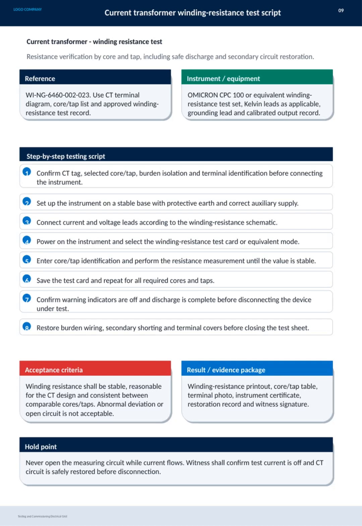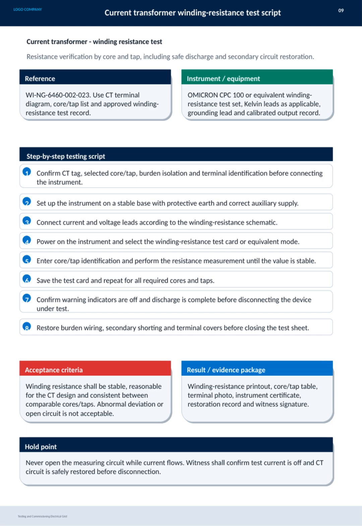Let's go through the current transformer winding resistance test procedure step by step. First, it's crucial to verify the CT tag, selected core or tap, and ensure the burden is isolated along with proper terminal identification before connecting any instruments. Next, set up the testing equipment, like the Omicron CPC 100 or an equivalent device, on a stable base with protective earth and the correct auxiliary supply. Then, carefully connect the current and voltage leads following the winding resistance schematic.